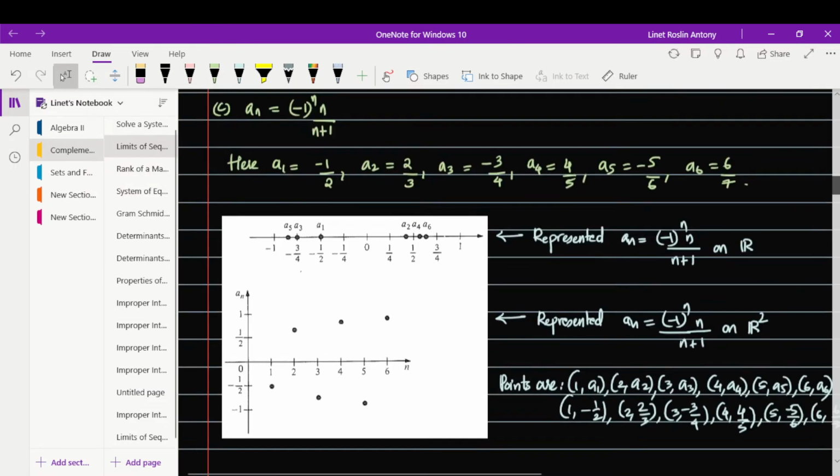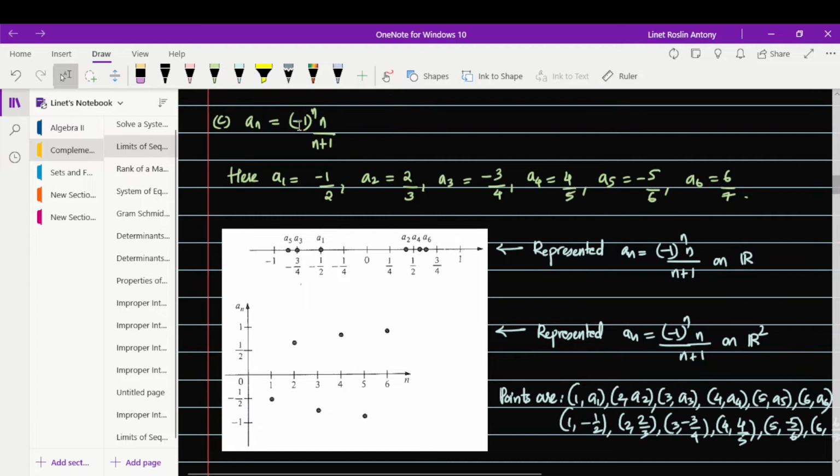Now the third question is an is equal to minus 1 raised to n by n plus 1. So here a1 is equal to minus 1 by 2, a2 is equal to 2 by 3, a3 is equal to minus 3 by 4, a4 is equal to 4 by 5, a5 is equal to minus 5 by 6, a6 is equal to 6 by 7. And then we are going to represent the same sequence a1 to a6 in two ways, on the real line as well as on R2.